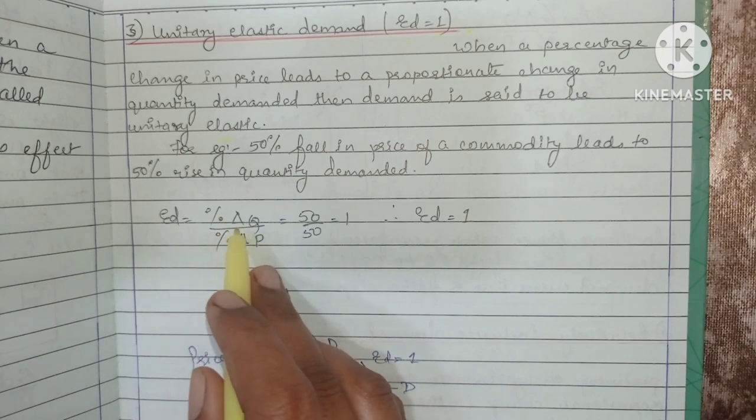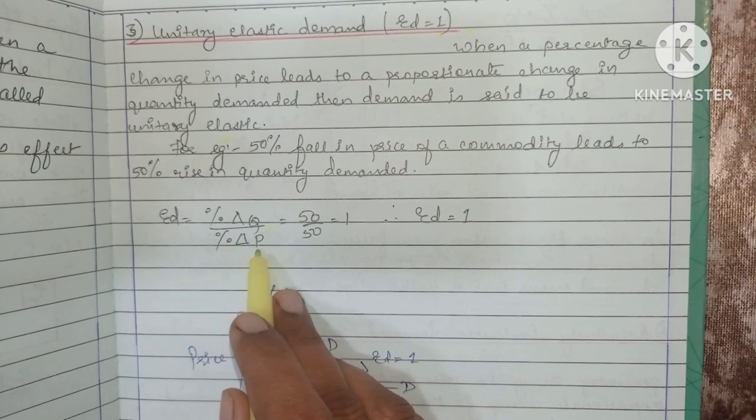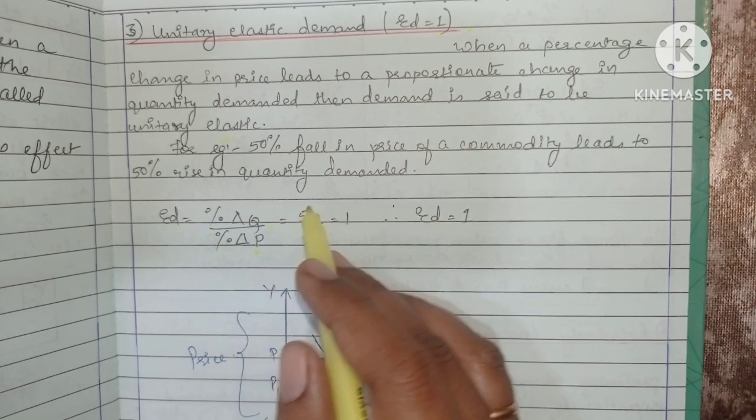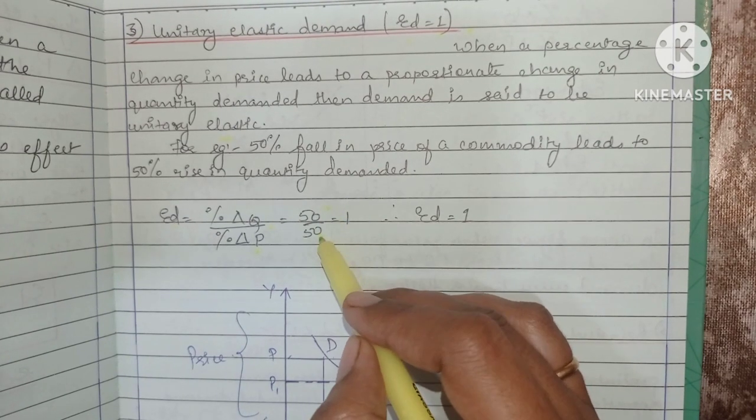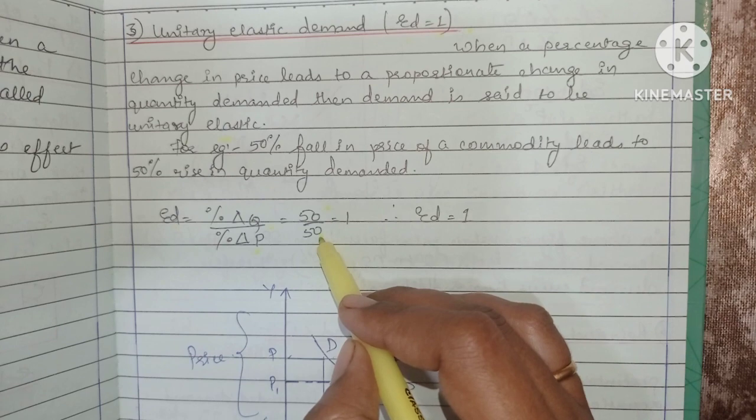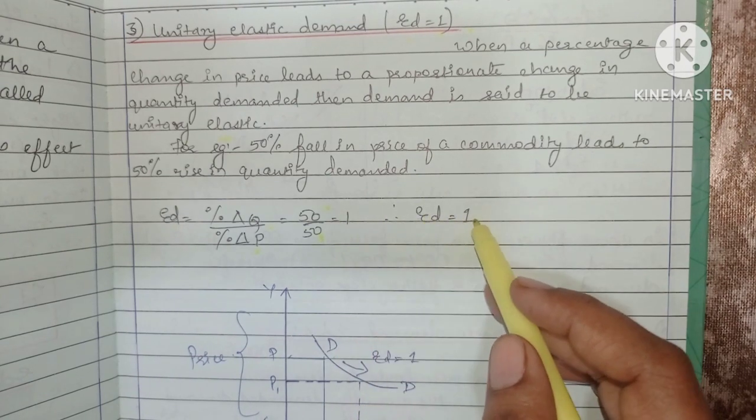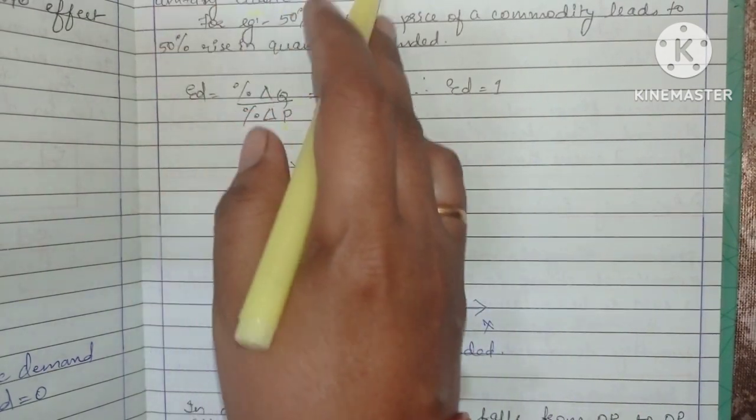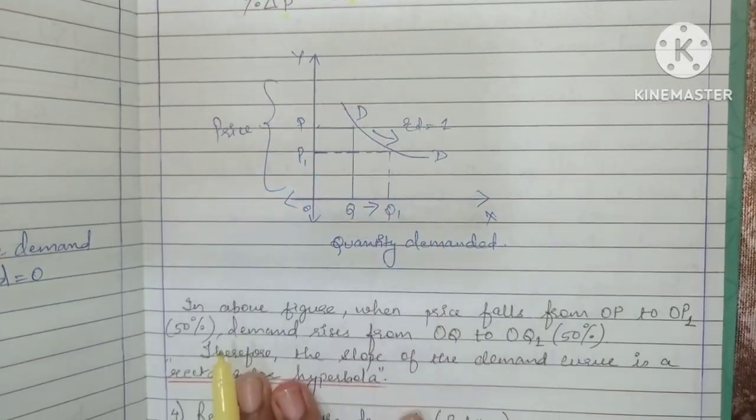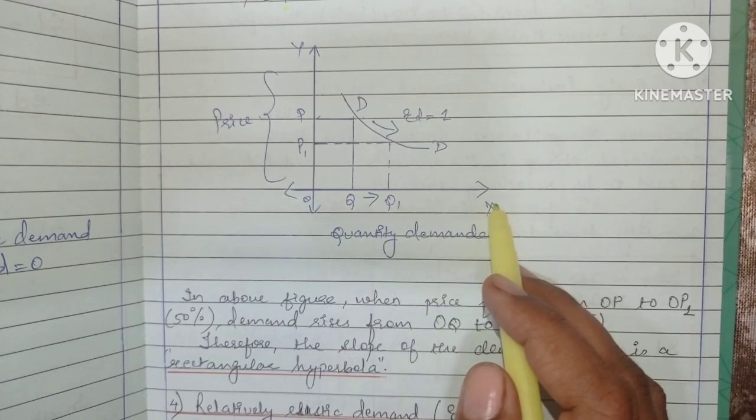Okay, so ED is equal to percentage change in quantity divided by percentage change in price. Suppose the price falls by 50% and the quantity demanded increases by 50%, that is 50 divided by 50, which is equal to 1. Therefore, ED is equal to 1. So you have to write this formula as well when you give the definition of unitary elastic demand. And you have to draw this diagram as well.